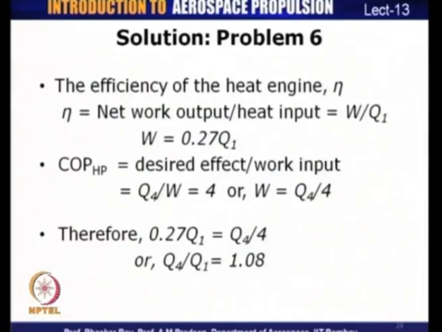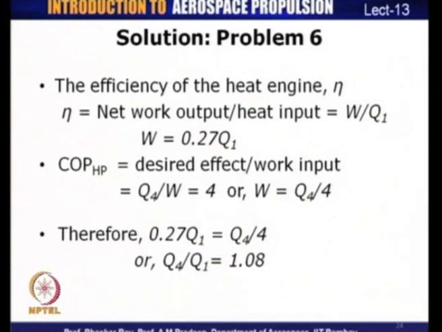Now, for doing this, we have been given the efficiency of the heat engine and COP of the heat pump. Efficiency of the heat engine is already known to us. The definition is net work output divided by heat input. So, W net, or just W here, divided by Q1 is the efficiency of the heat engine, and efficiency is given as 0.27, and therefore, W is equal to 0.27 times Q1.